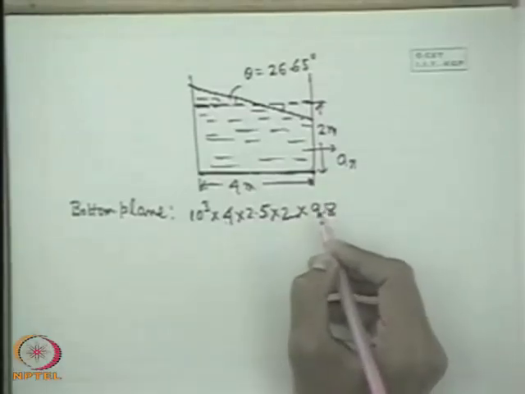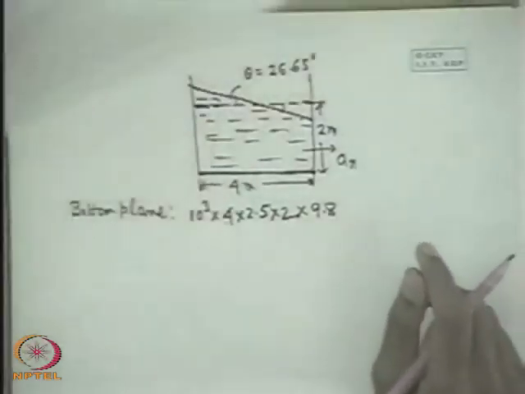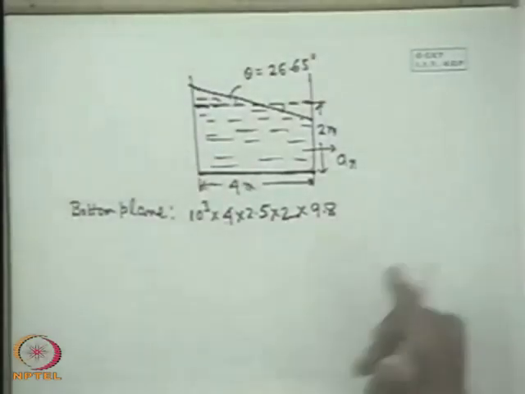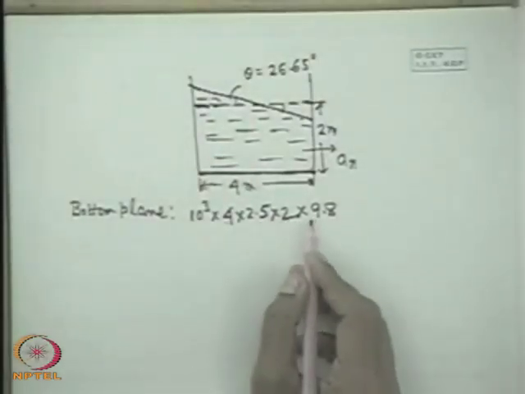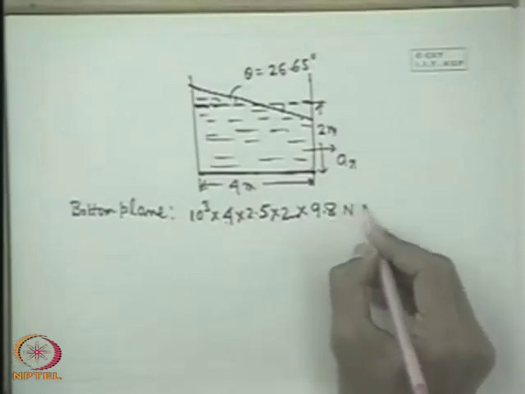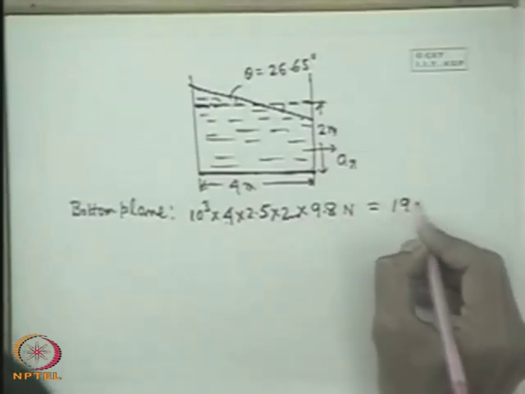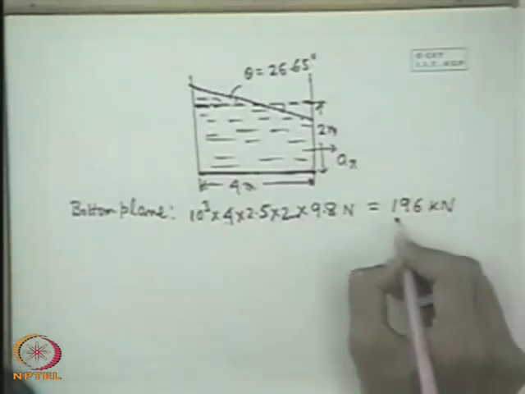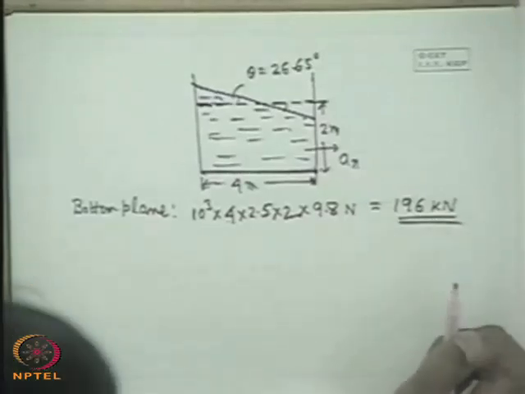I have taken care of all these things. V into rho into 9.8, 4 into 2 into 2.5 into 9.8 Newton. So this becomes equal to 196 kilonewton. This is as simple as anything.